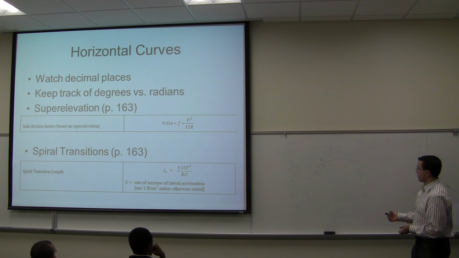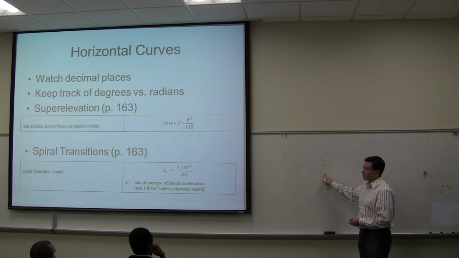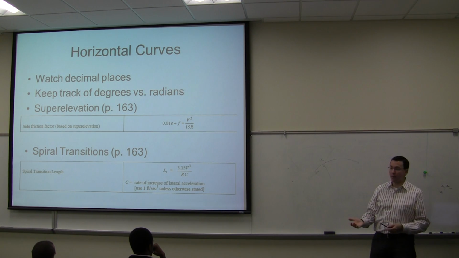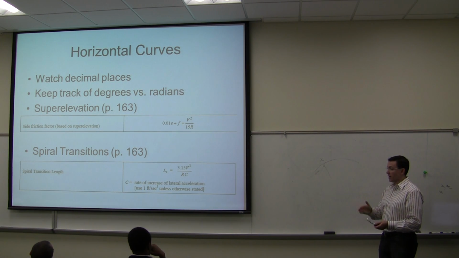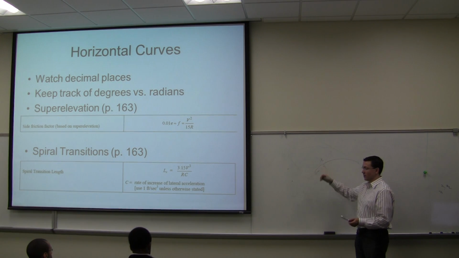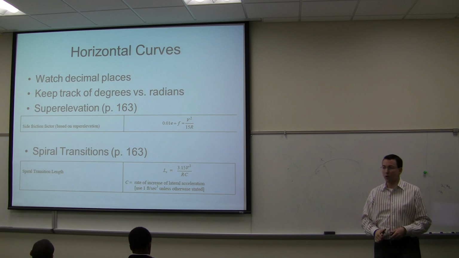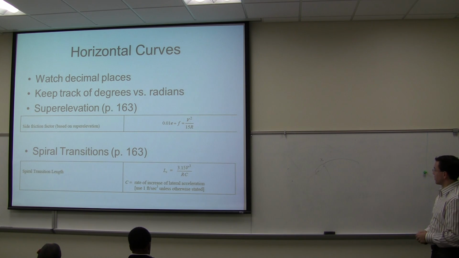So that's the difference. And really the spiral transition exists because of the railroad industry. If a rail car or a train is going around a curve, it can't instantly adjust itself to follow the track. So the spiral transitions are necessary so the train doesn't jump the tracks.